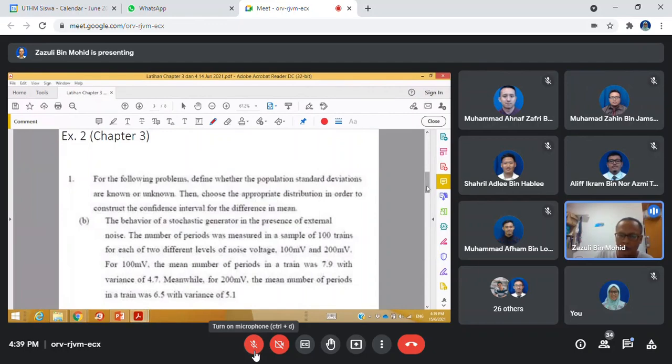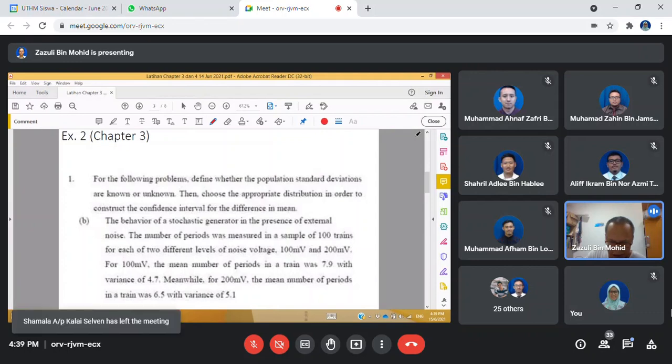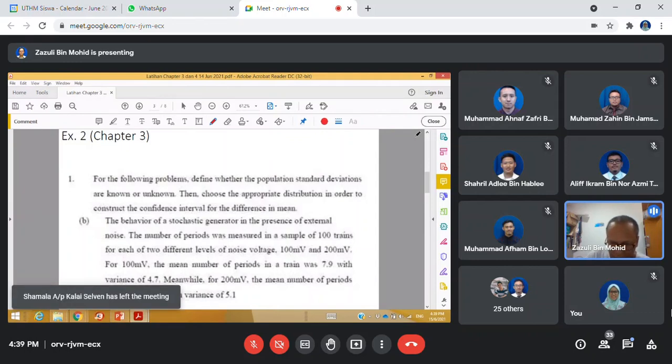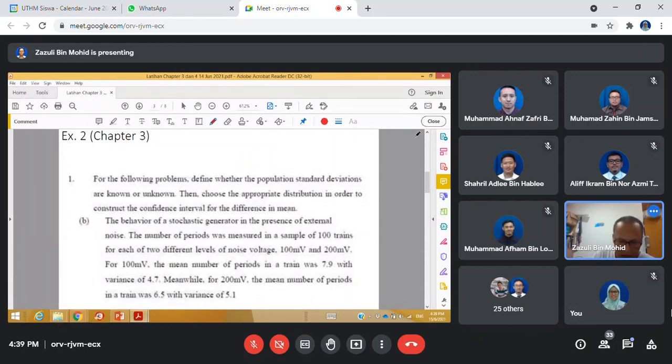Okay, ada lagi satu soalan di sini. Alamak. Okay, nampak soalannya? Tulisannya ada blur sikit. Nampak doktor? Okay. The behavior of a stochastic generator in the presence of external noise being studied lah. Soalan ni dia punya sentence is not complete. It want to say that the behavior of a stochastic generator is being studied.